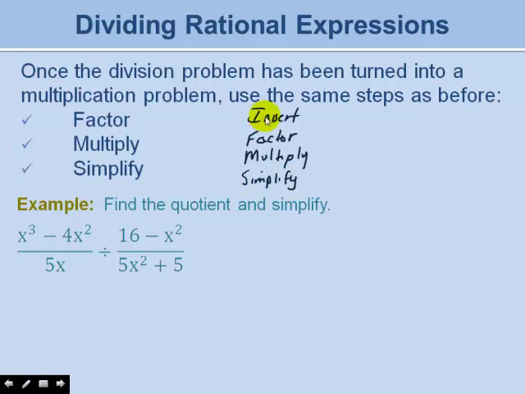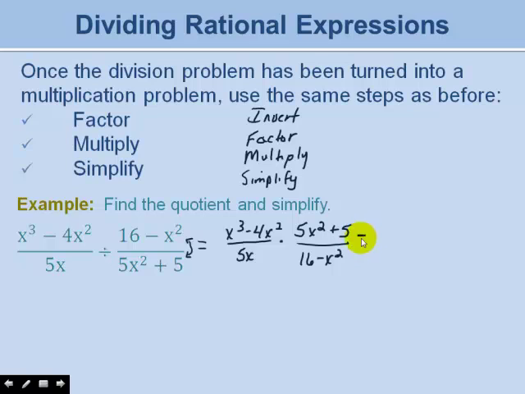So now really we have 4 steps: invert, factor, multiply, simplify. And that first one has to be the invert part. So we're not doing any factoring yet. We're not doing anything except rewriting this so that it's a multiplication problem. Again, to do that, we're just taking our second rational expression and inverting it or flipping it over.